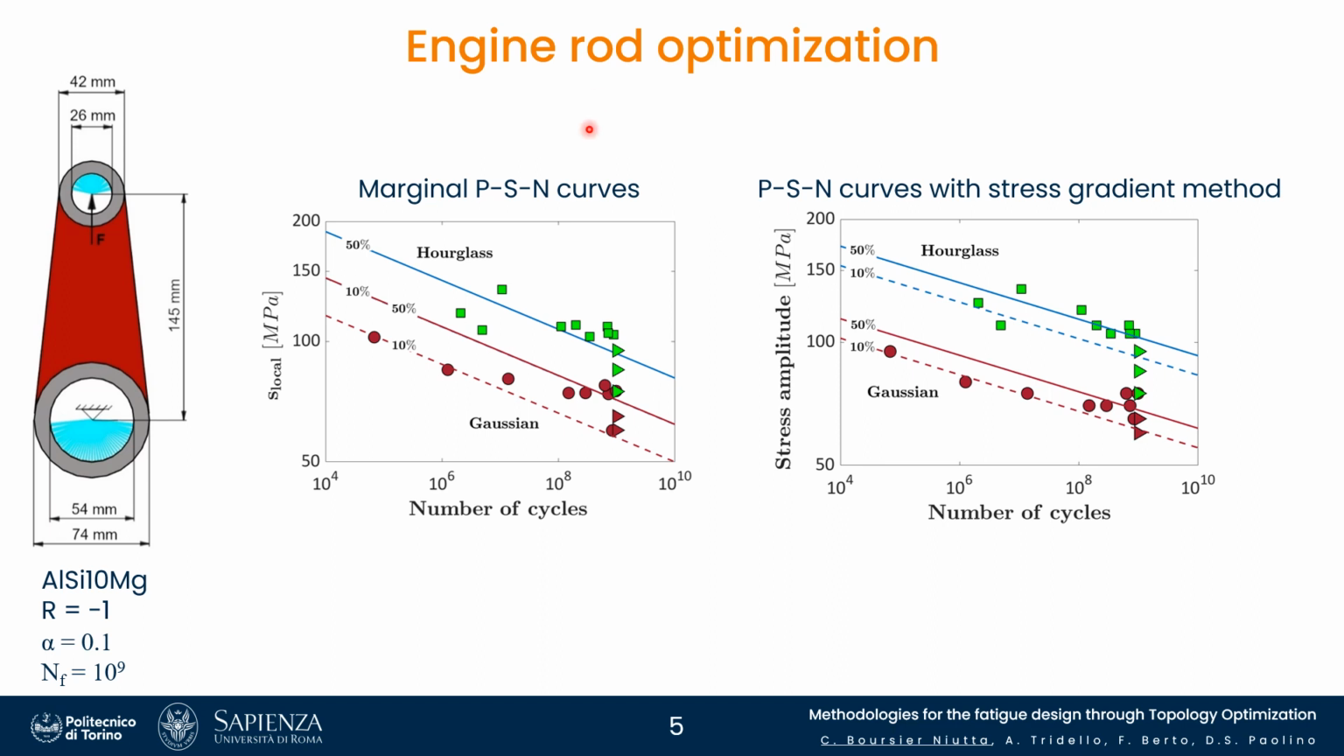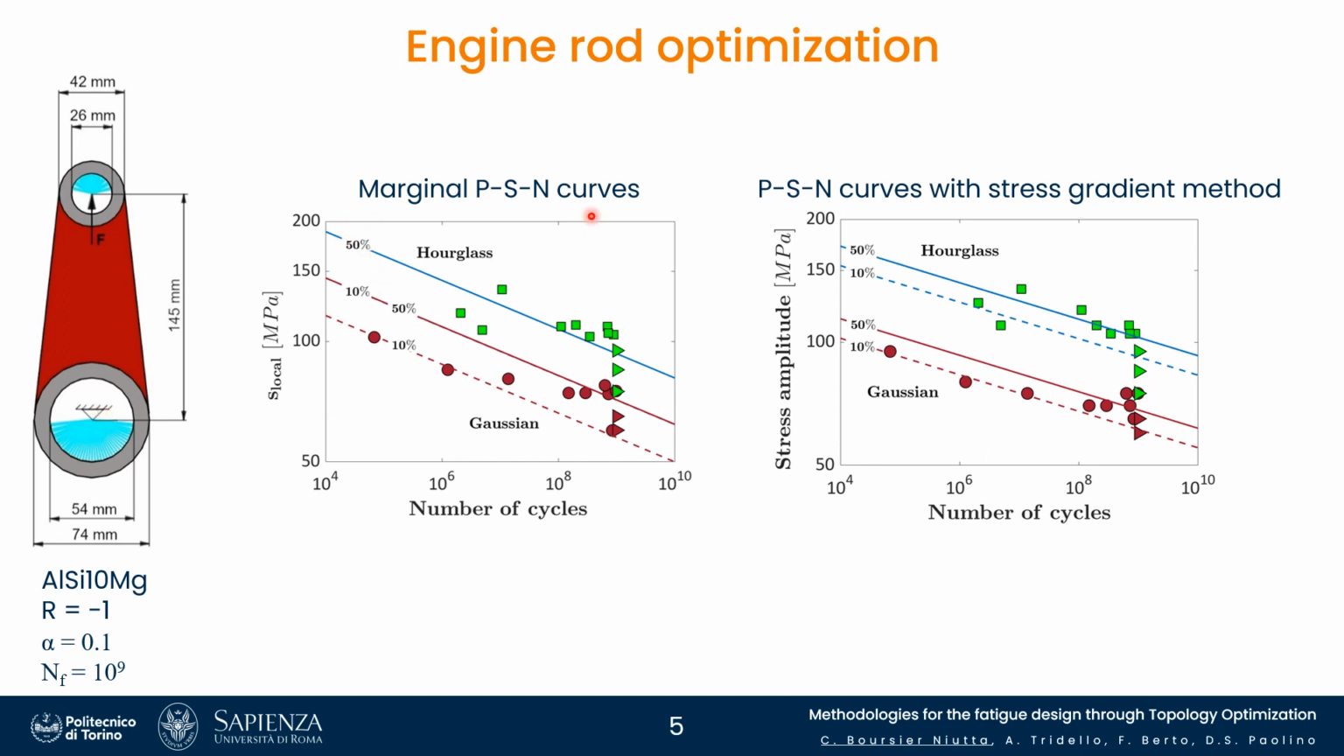We applied the two methodologies for the design of an engine rod made of this aluminum alloy. We considered an alpha quantile of 0.1 and a number of cycles of 10 to the 9. Here is reported the model of the engine rod. You can see in red the design domain, in gray the non-design domain. The force is applied on the upper side in correspondence of the upper shell through these blue rods, and the bottom part is fully constrained.